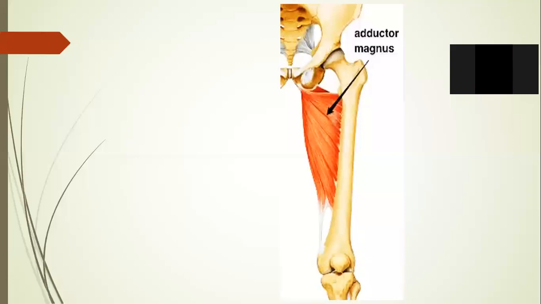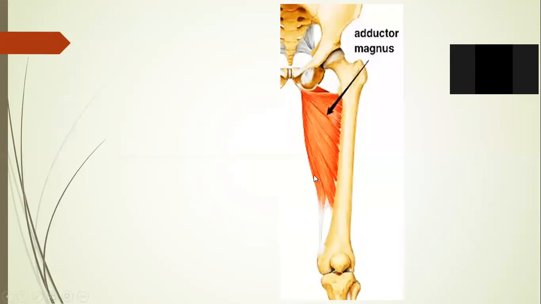Now look at this picture. This is the adductor magnus. This one part is called the adductor part, and this second part is called the hamstring part. The adductor part of the adductor magnus muscle mainly originates from the inferior ramus of the pubis, and these fibers go towards their insertion, which is the linea aspera on the posterior surface of the shaft of the femur.